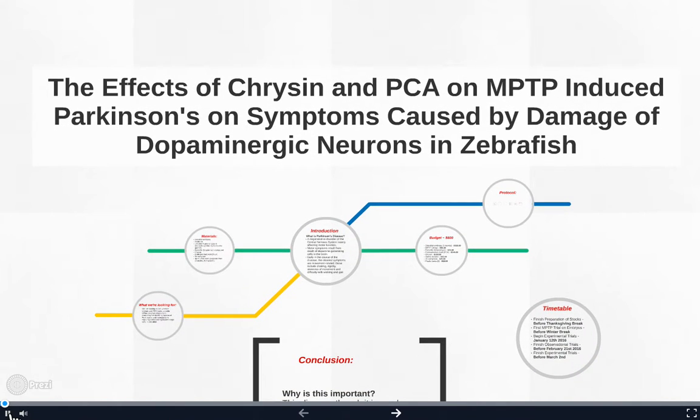Our project examines the effects of chrysin and PCA on an MPTP-induced Parkinson's in zebrafish. We will look at the behavioral symptoms caused by the damage done to the dopaminergic neurons.